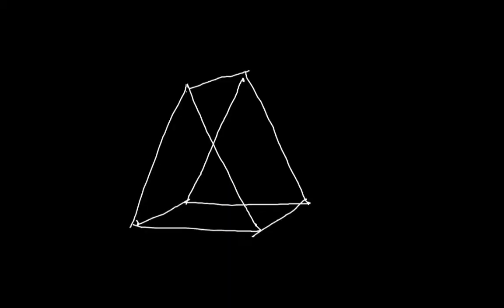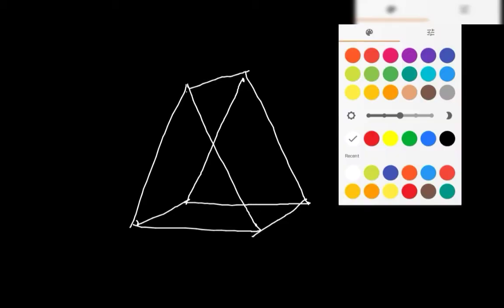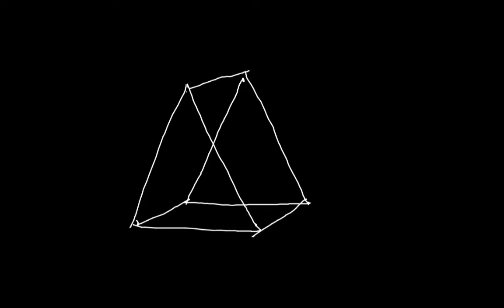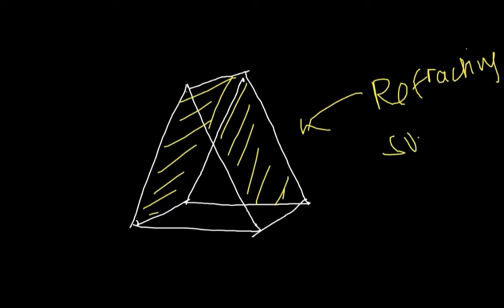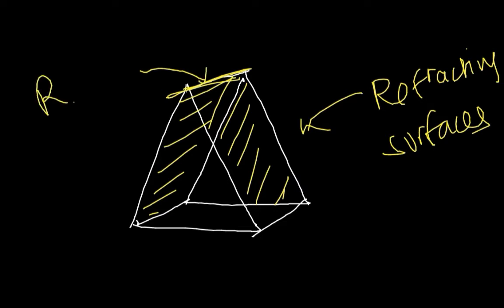I'm pausing the video now. That's a good prism drawing. So what is this side? This side of a prism and that side of a prism, these two sides are called the refracting surfaces. This part, which mathematically is also called an edge, I'm writing R, refracting edge.